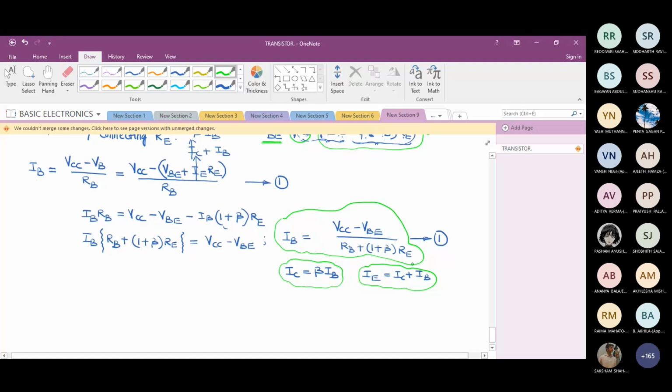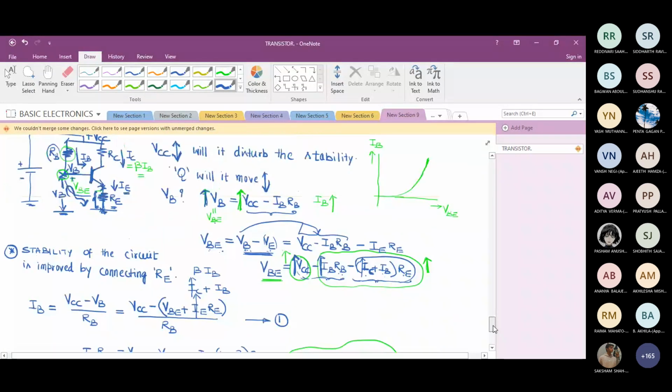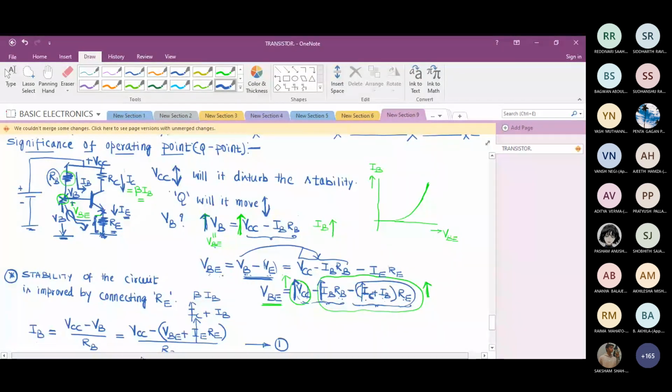So once I know the currents, if I ask you what is VCE, now look at the circuit. Have you drawn the circuit in your notebook? Look at the circuit and tell me what is VCE.